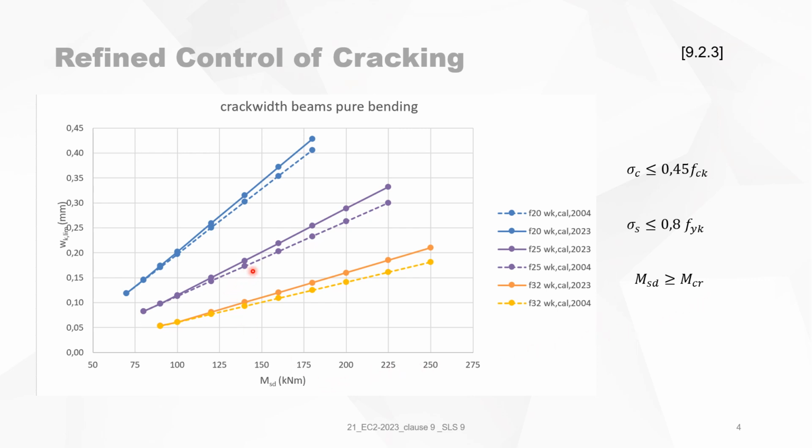We'll notice that the dotted lines, the calculations according to the version 2004, are in all cases below the values of the version 2023. So it means that we have in the new Eurocode an increase in crack width calculations for beams. The increase is not that big, but there is an increase.